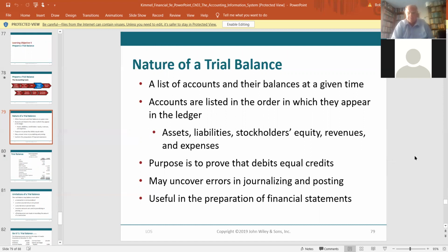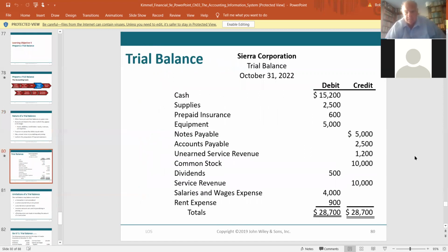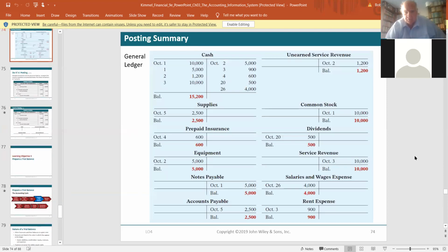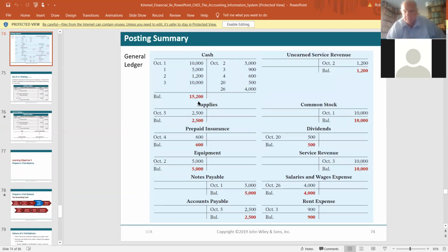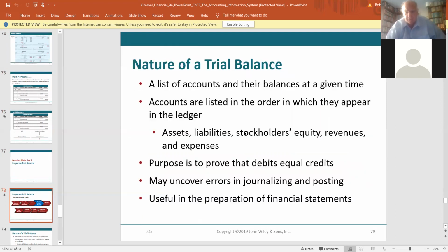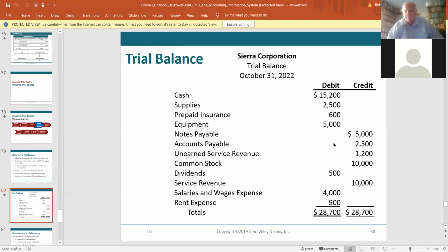But its most important use is in the preparation of financial statements. So let's take a breath here and understand that the trial balance is a list of everything in your general ledger. I see 15,200 in cash. Remember the 15,200? There it is right there. Here is all the activity for the month in cash. At the end of the month, we had 2,500, 15,200. We had 2,500, 600, and 5,000, 2,500, etc. That's where these balances came from on the trial balance.